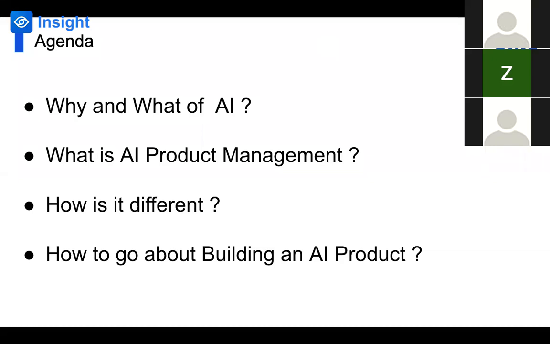Okay, so the first question: when you hear about AI, what comes to your mind? Can people type what is the first thing that comes to your mind on hearing AI? You can use the chat box to type the answers. Robots, very nice, interesting. Chatbots, okay.